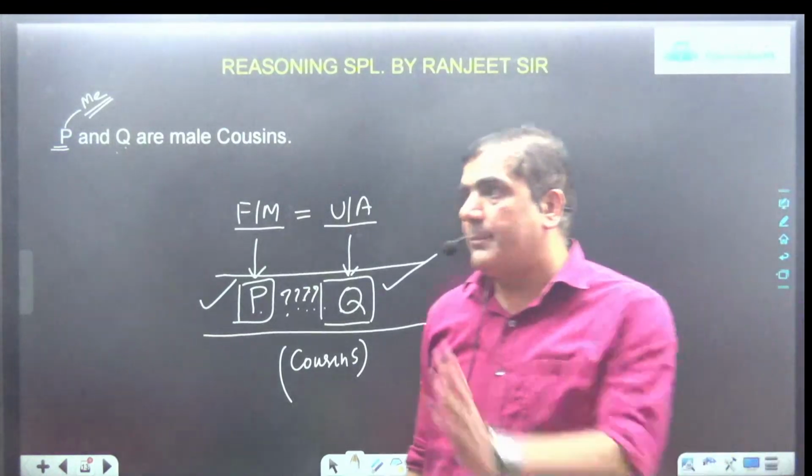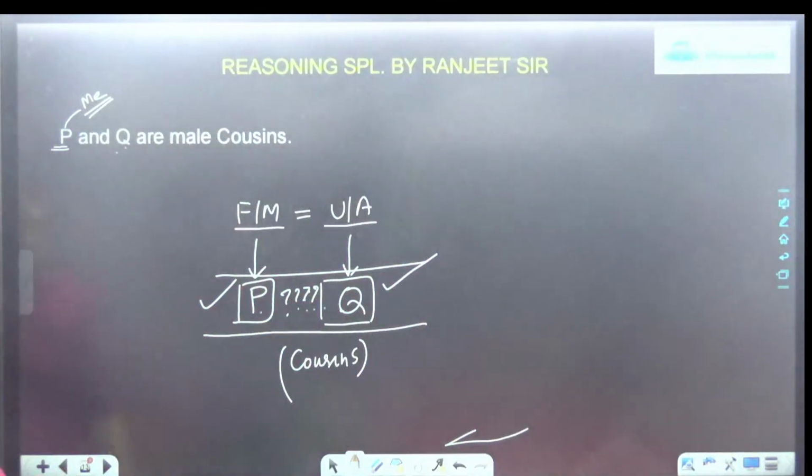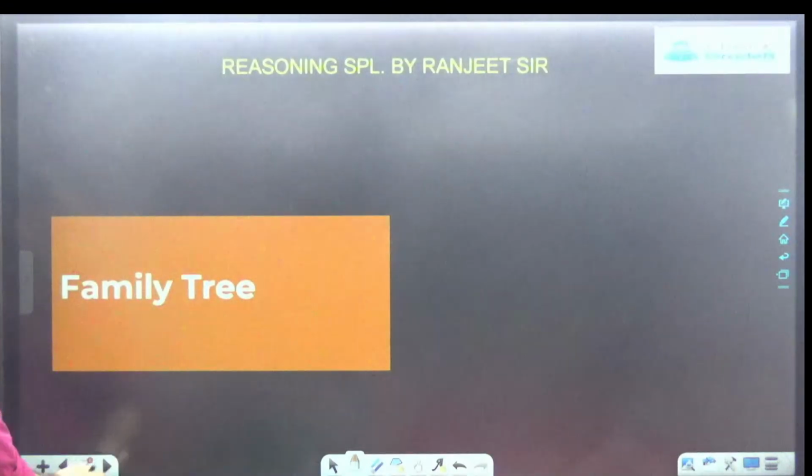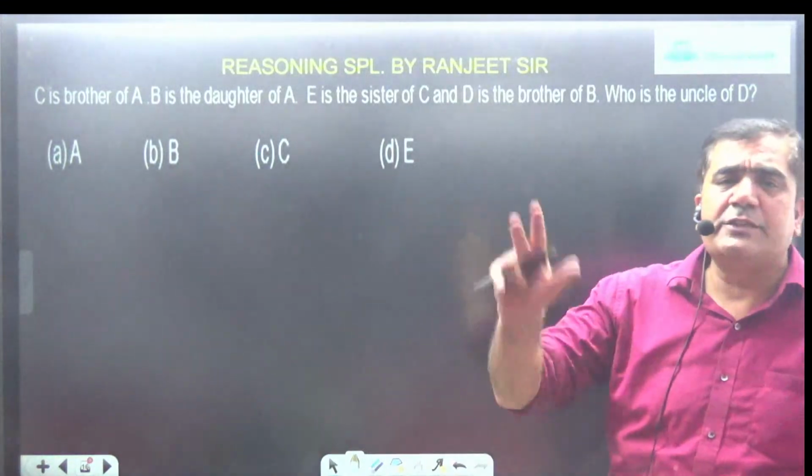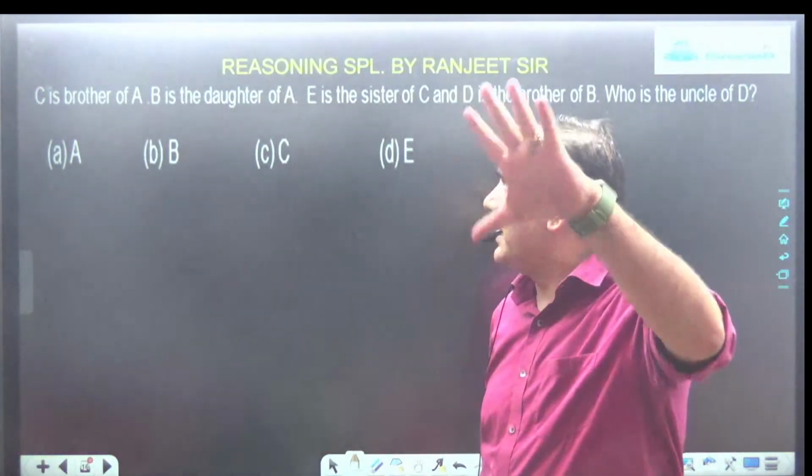Okay, so that completes the basic concept of blood relation. Let's start with question number 1. I'm starting with very, very easy questions, and slowly and gradually I will increase the level of the problem.